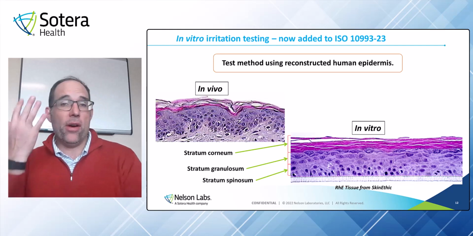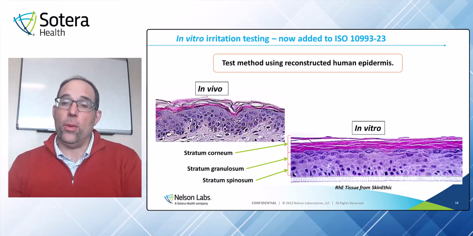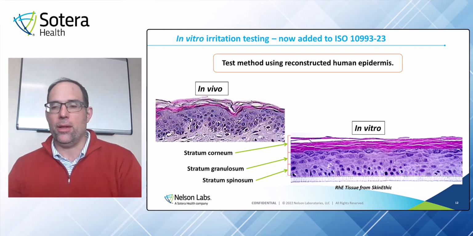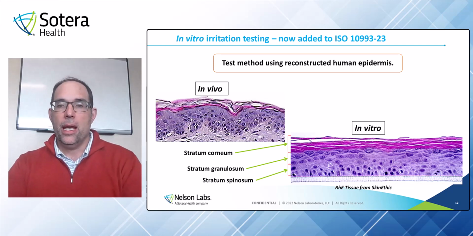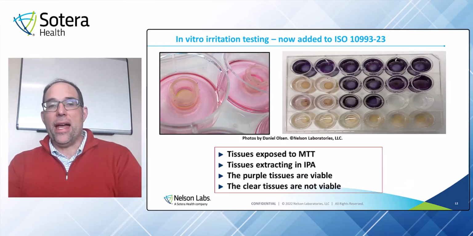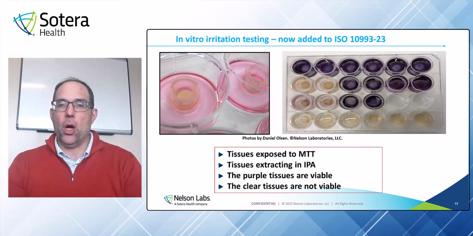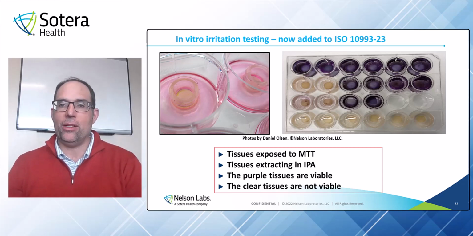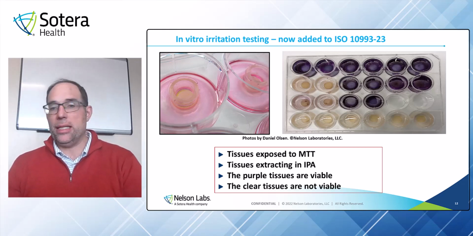In fact, if you're ever at Nelson Labs or at Salt Lake and you want to come see the lab, you can come and see these tissues. They actually have little fingerprints on them and everything. So they're pretty cool little tissues. Up in the left corner, that's the tissue itself. We order them in, we apply the extract of your medical device to that tissue, and then we look for irritation.